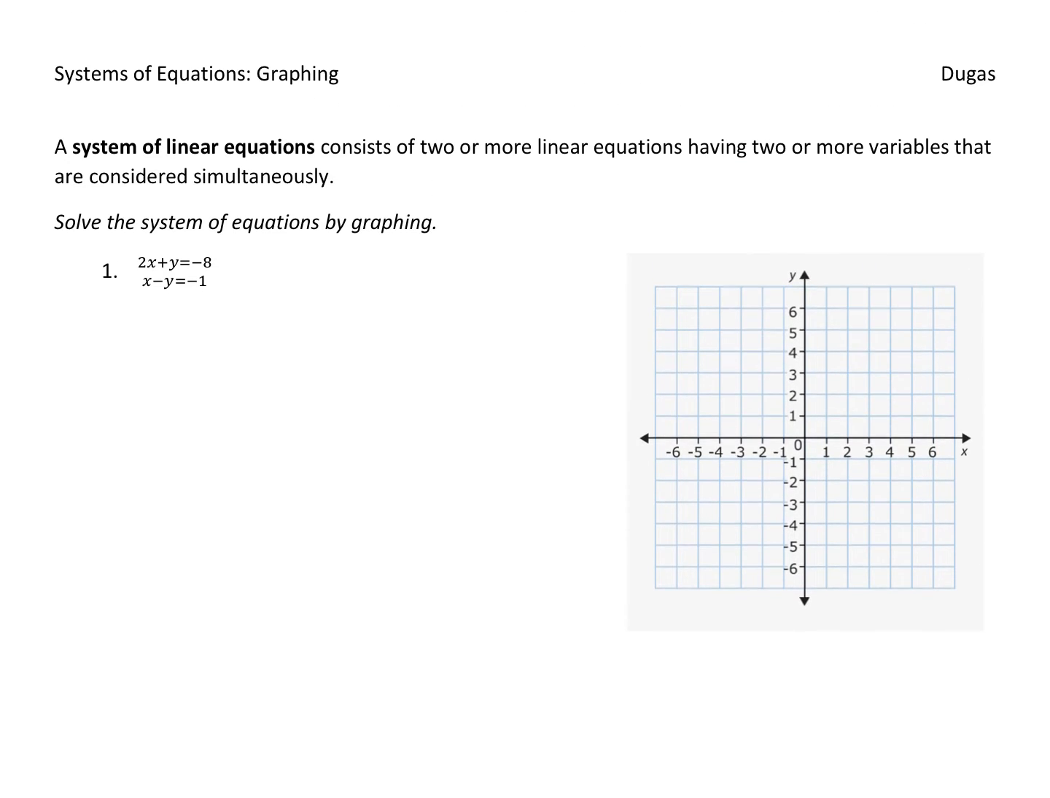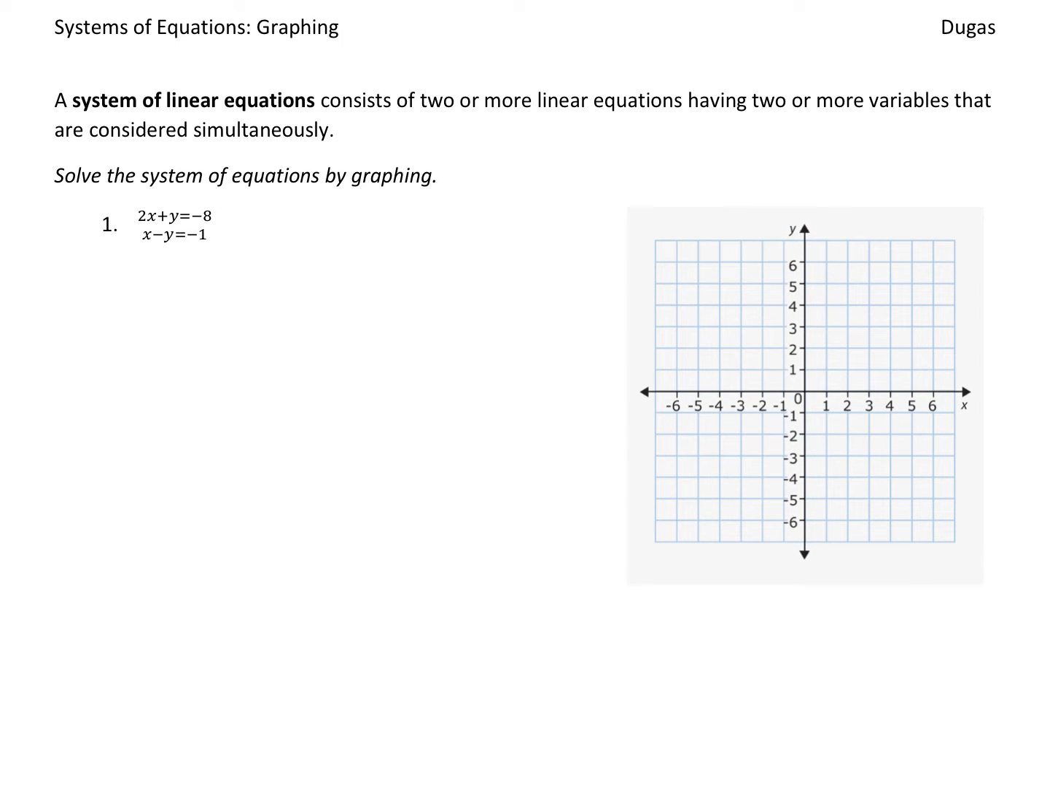So here's the example we'll work through together. A system of linear equations consists of two or more linear equations, each having two or more variables, and we look at them at the same time. So they're considered simultaneously. If we have two equations, like in number 1, hopefully you notice that they're both linear equations, meaning they're both lines. How can these two lines interact with each other?